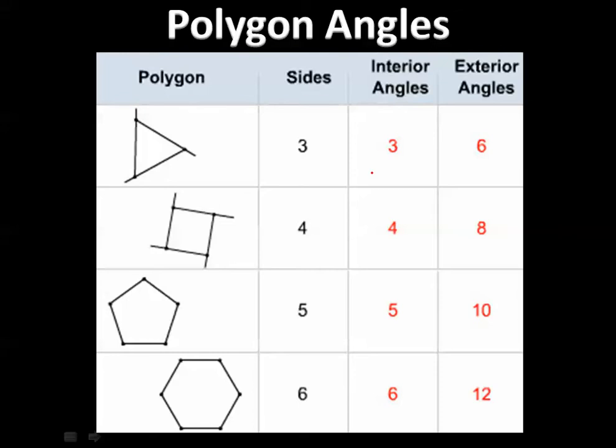Your number of interior angles is going to equal the number of sides, and we're going to call the number of sides n. N equals number of sides. So this is n and this matches n, but in the exterior angles you're going to have 2 times n, 2 times the number of sides for exterior angles.